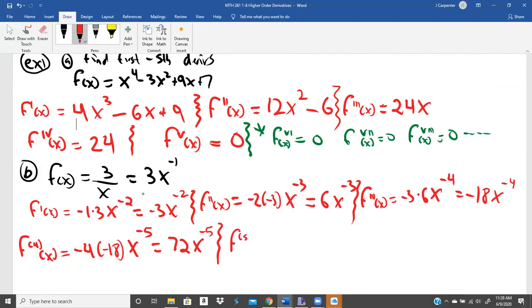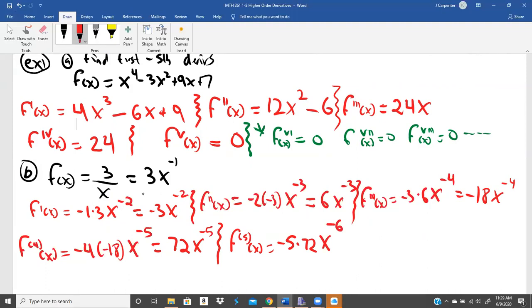Now the fifth derivative, taking the derivative of the 72x to the negative 5. So we bring the negative 5 out front, times the 72. Then decrease the exponent by 1. Negative 5 minus 1 is negative 6. Please show that arithmetic if you have to.